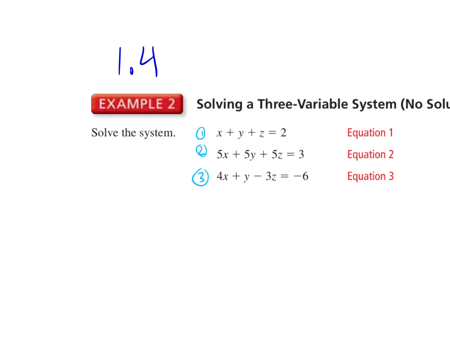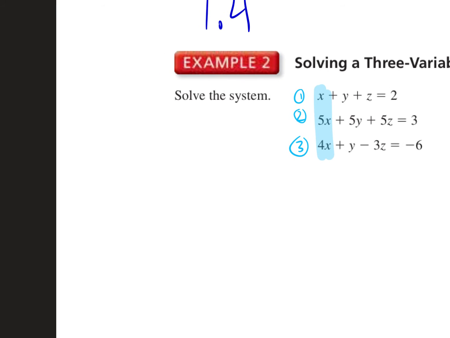We need to pick a variable. What do you want to cancel here? X's, Y's, or Z's? It doesn't matter. We can pick any one. Let's pick the X's. So I need to get my X's to cancel. So I'm going to pick 2 equations at a time. So which 2 do you want to pick first? 1 and 2.